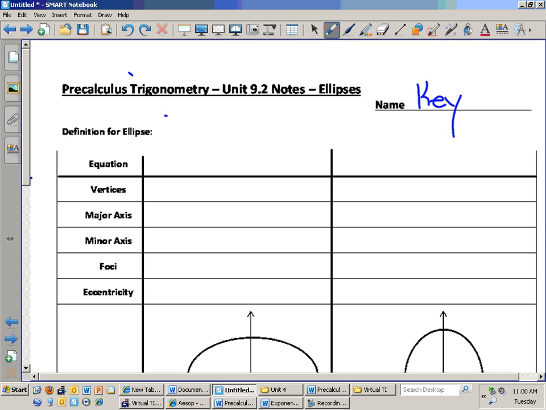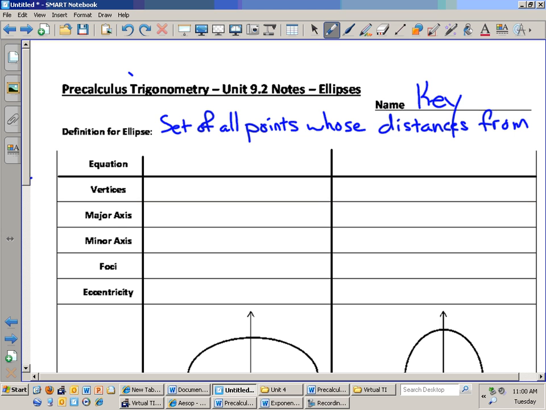Okay, definition for ellipses. A set of all points whose distances from two points, which are called foci (foci is the plural of focus), sum to a constant. Let me show you what that means.